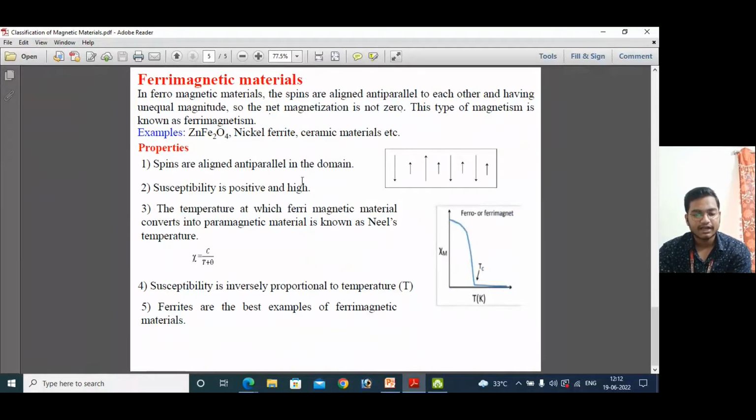Properties: spins are aligned anti-parallel in the domain, the same as antiferromagnetic materials, but the magnitude is not the same. So the net magnetization moment is not equal to zero. Susceptibility is positive and high. The temperature at which the ferrimagnetic material converts into paramagnetic material is known as Neel's temperature and it is given by the relation xi is equal to C by T plus theta. Susceptibility is inversely proportional to temperature, that is, xi is proportional to 1 by T. As I said, ferrites are the best examples of ferrimagnetic materials.